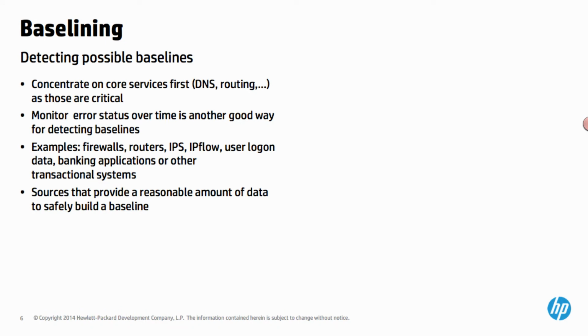So what about detecting possible baselines? We could look to do lots of different things here, but we need to be sensible about the approach. So we probably want to be focusing on core and critical services first. So things like DNS, routing, and network traffic, where we can get data and identify things, and we can build up those baselines simply and easily to identify what's actually occurring. We could also monitor error statuses, which is another good way of identifying those baselines. And typically getting simple device information, so traffic going through firewalls and routers, IPS and IDS information, IP and NetFlow type data, even user logon data.